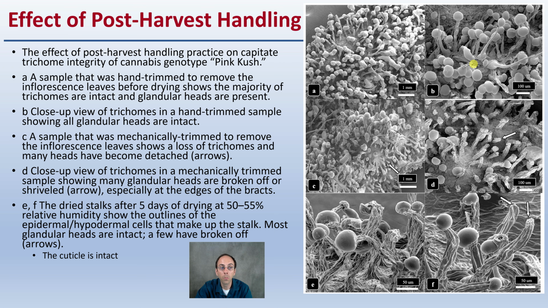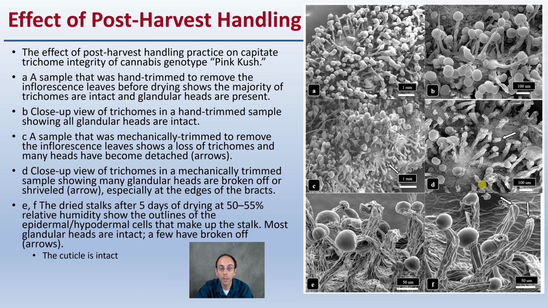Looking at B, a close-up view of the trichomes in a hand-trimmed sample showing all glandular heads are intact. Not just from that zoomed out version, even zooming in a little bit closer, we can see the lack of damage. Now C was a sample that was mechanically trimmed to remove the inflorescence leaves, showing a loss of the trichomes, and many heads had become detached. And we can see that with the arrows. We see basically the stalk here without that nice little bulb on top. It just kind of ends. There's not that big bulb on top. Basically, they've been removed through the mechanical trimming process.